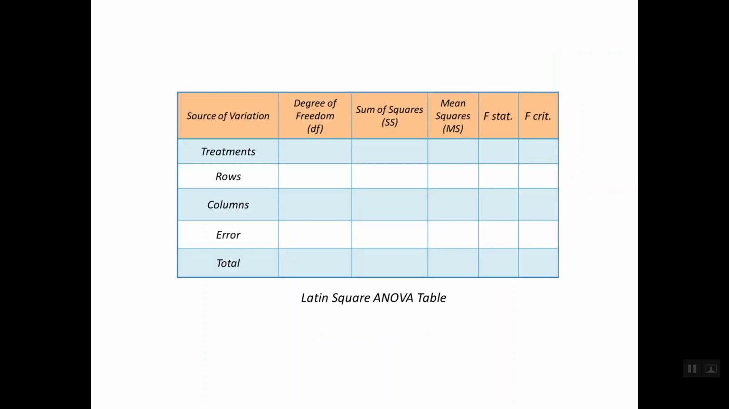This is the Latin square ANOVA table. The sources of variation we have are first the treatment, then the rows, the columns, and the error. We will calculate the degrees of freedom, the SS, the mean square, and the F calculated or F statistic, and we will determine the F critical and compare between these two Fs.